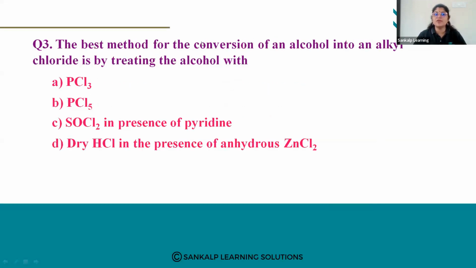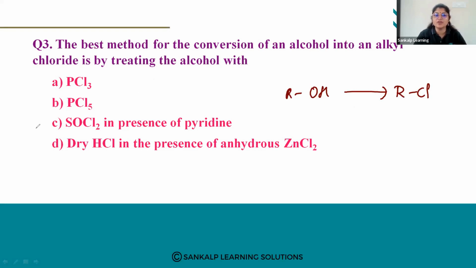The best method for conversion of an alcohol into an alkyl chloride is by treating the alcohol with A, PCl3, B, PCl5, C, thionyl chloride in the presence of pyridine, and D, dry HCl in the presence of anhydrous ZnCl2. So the best method of converting alcohols to alkyl chloride.